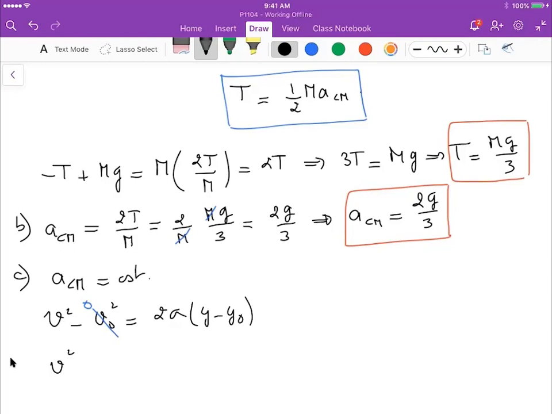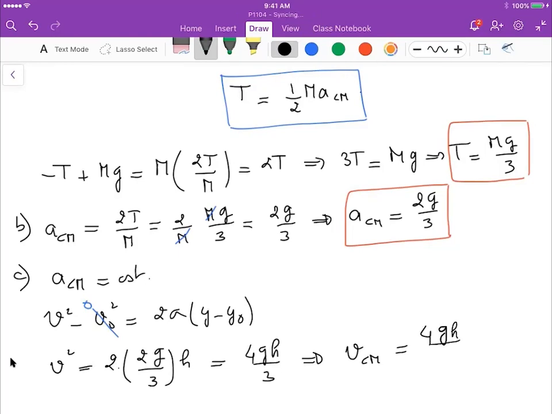V center of mass is equal to 2 times the A, which is equal to 2g over 3. This is the A center of mass of the object. And delta Y is nothing else than h. So finally, this is nothing else than 4gh over 3. And so from here, we can deduce that the speed of the center of mass of the disk after the disk has descended a distance h is given by square root of 4gh over 3.